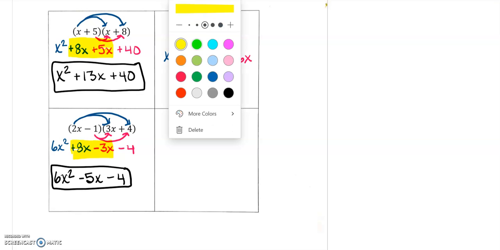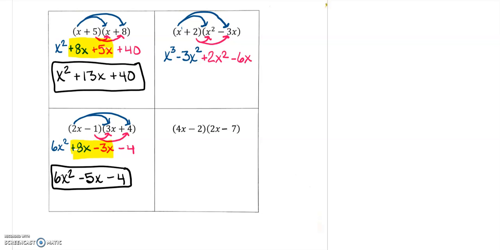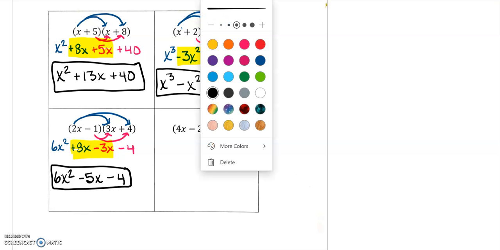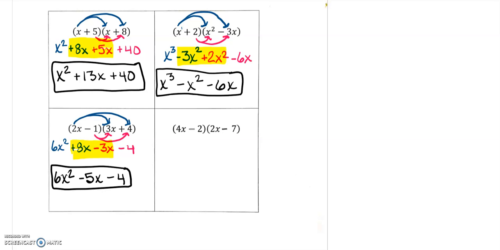Okay, we're going to look for any like terms we might have. I do see that we have some like terms. Again, we have these two right here. They both have x squared, so they're like terms. So now we're going to combine those together. So our final answer is x cubed. A negative 3x squared plus 2x squared is a negative 1x squared. But remember, you don't have to write the 1. And then we have a minus 6x. Okay, if you have not tried one on your own by pausing the video yet, I want you to go ahead and pause the video, and I want you to try the last one.